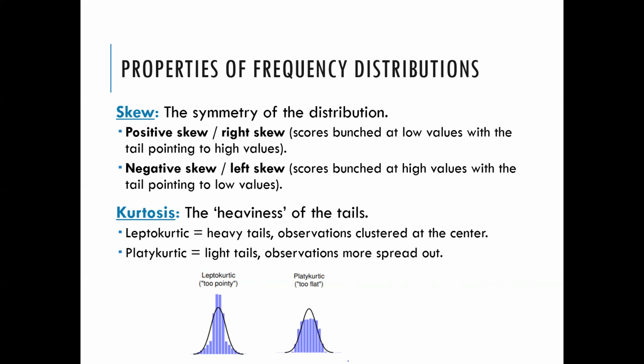Another property of frequency distributions is kurtosis, and that just refers to the heaviness of the tails. So in a leptokurtic distribution, we have heavy tails and observations are all clustered at the center. So it looks something like this. And you can see the tails are a little bit fatter. And then in a platykurtic distribution, we have light tails and observations are more spread out. So they're flattened out a little bit. And you can see the tails out here are much thinner.